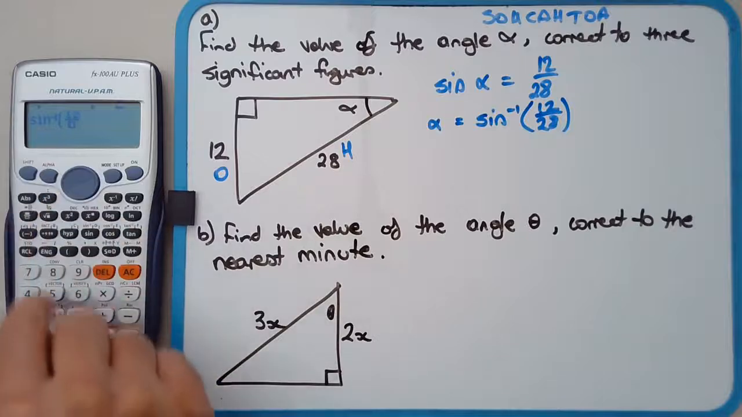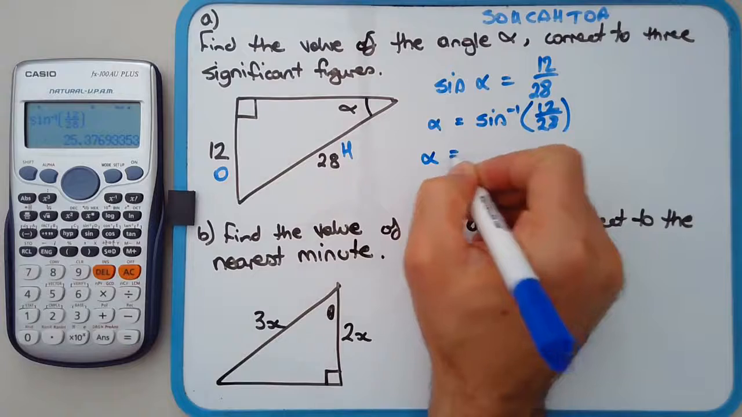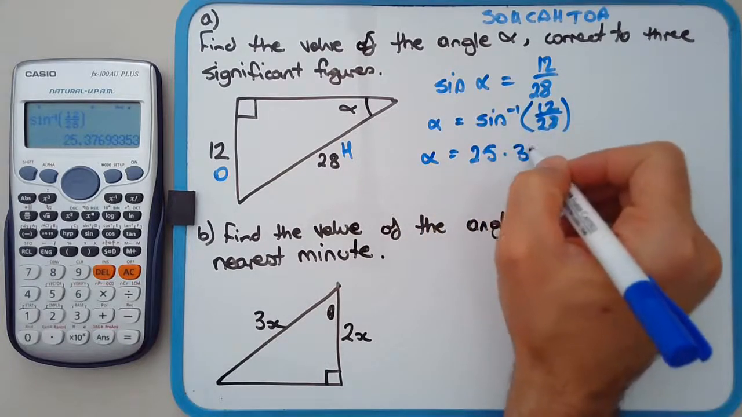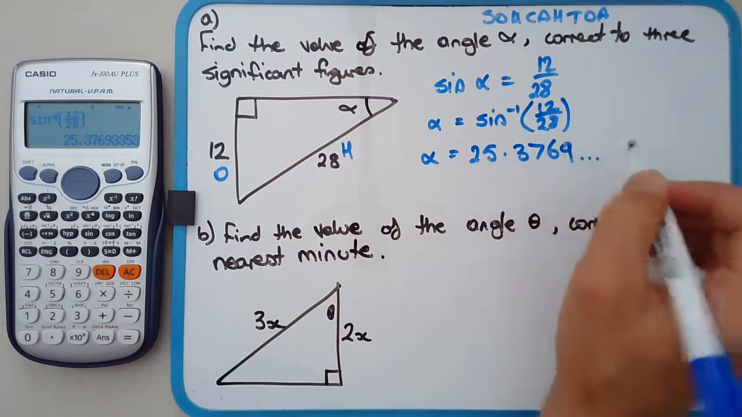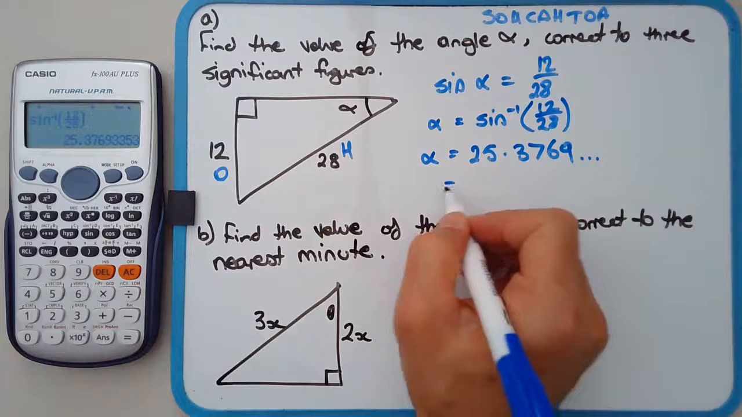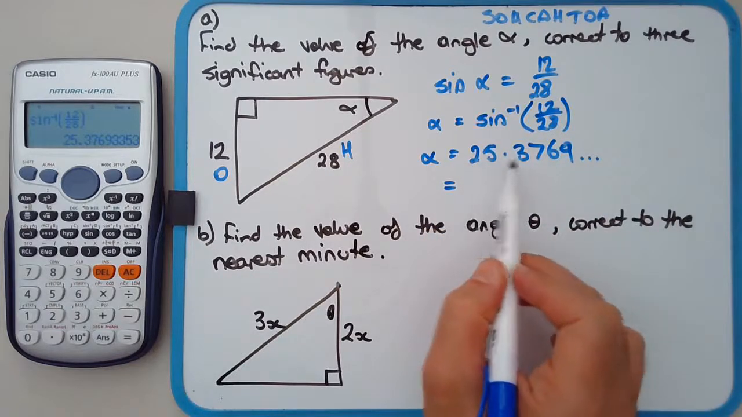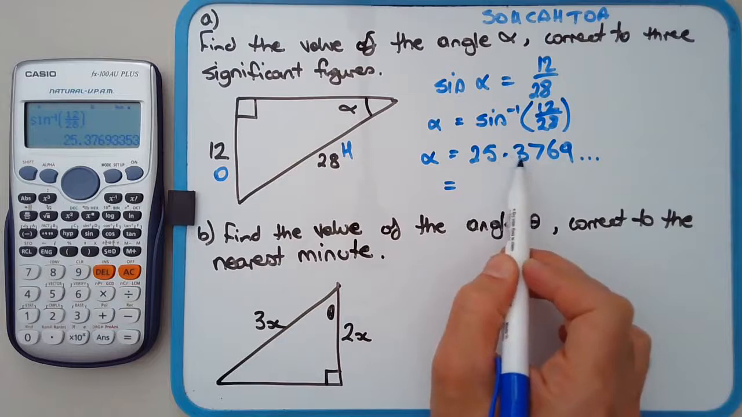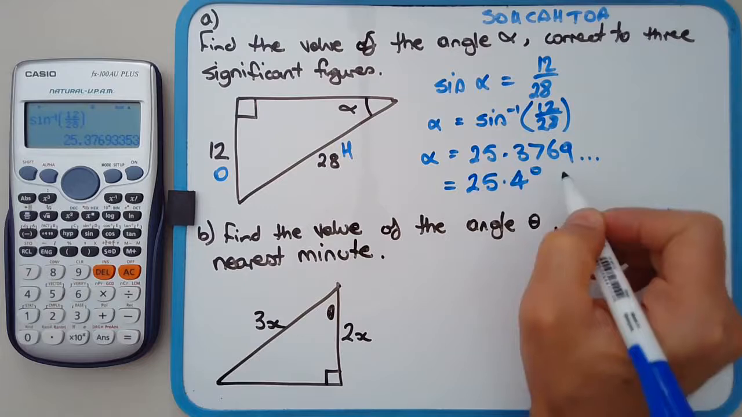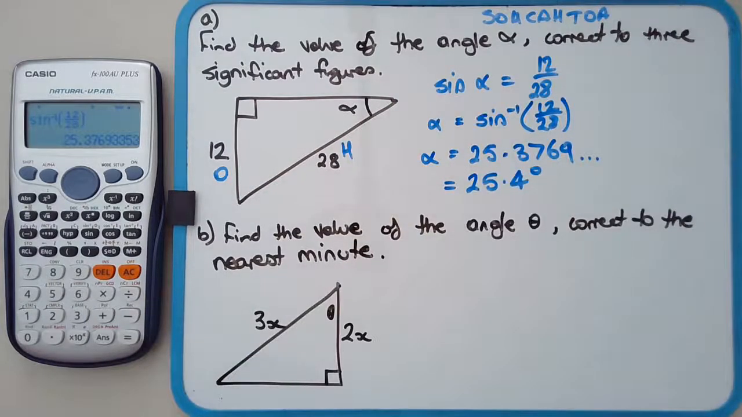Okay, 12 over 28. This one asks for three significant figures. So a good habit to get into is to write down a few decimal places. So 25.3769... The three dots here just mean it continues. There's more decimals, I haven't rounded it yet. But to three significant figures, we start off from the most significant figure first. So we have a 2, a 5, the 0.3. The 3 has got to become a 4 because of the 7. So it's going to be 25.4 degrees, correct to three significant figures. Actually, we know what it's rounded to, so I'll just leave it at that.